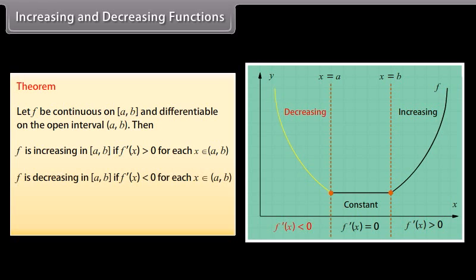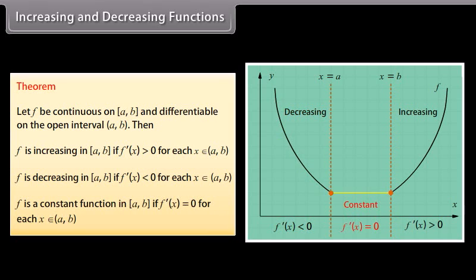f is decreasing in the closed interval [a, b] if f'(x) is less than 0 for each x belonging to the open interval (a, b). f is a constant function in the closed interval [a, b] if f'(x) is equal to 0 for each x belonging to the open interval (a, b).